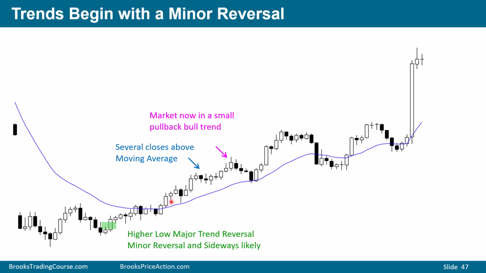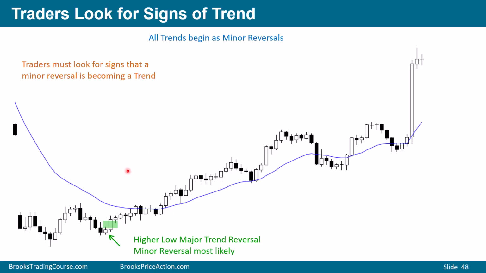We start to get a series of bull bars above the moving average. And at that point, the market's in a small pullback bull trend. We start forming gaps. Gaps here, gaps at this breakout point here, and even up here. Traders must look for signs that minor reversals are becoming trends. And that's what I just talked about.